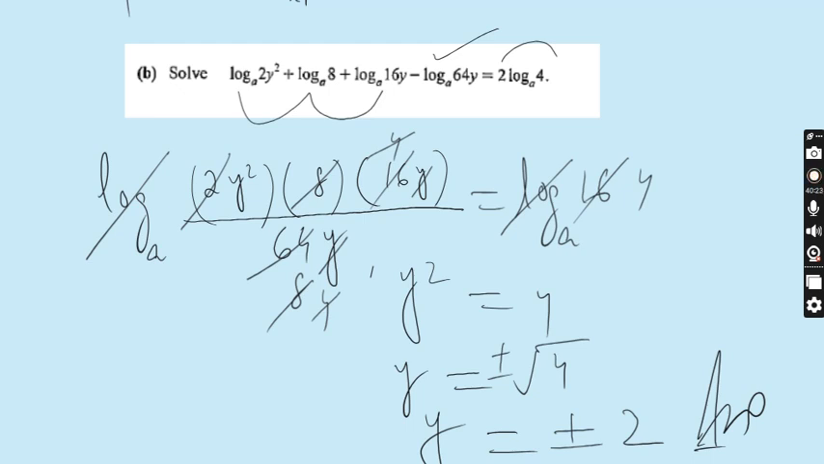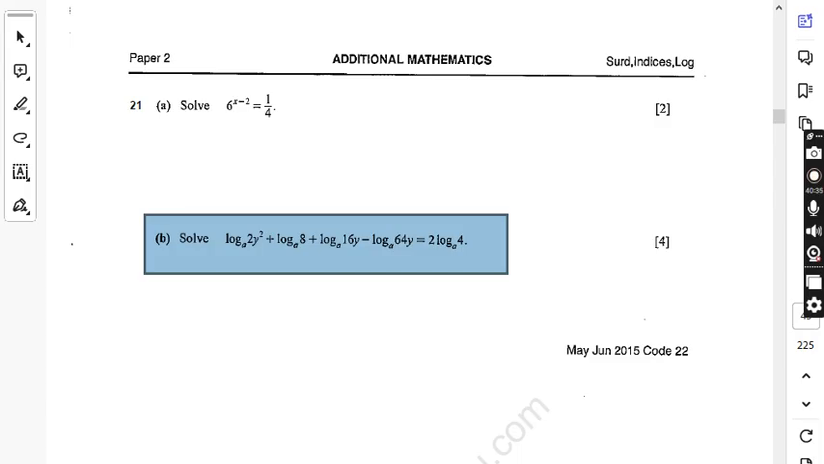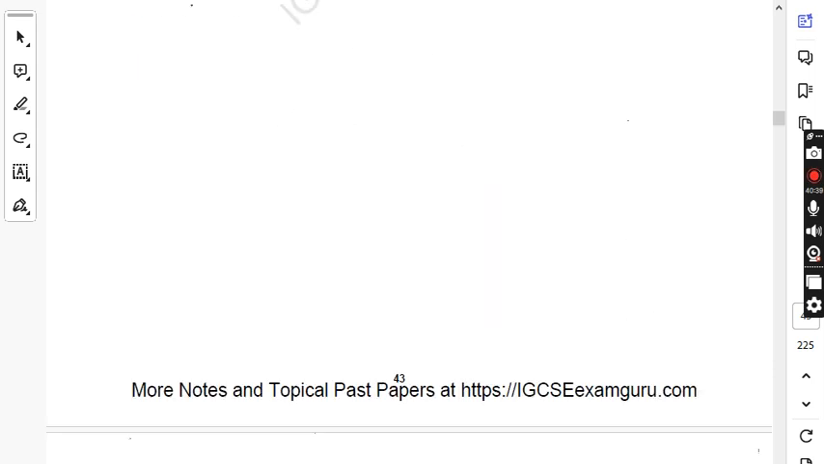So very easy question, looks difficult but very easy. This question came in May June 2015. Move to next question.